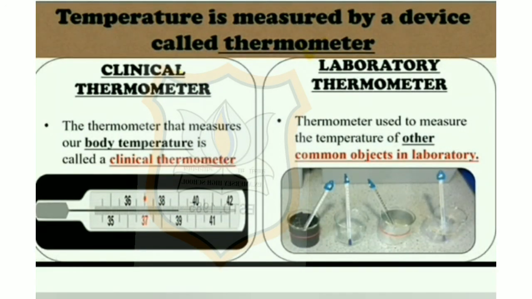Students, we will study about clinical thermometer and laboratory thermometer in detail in the next video.